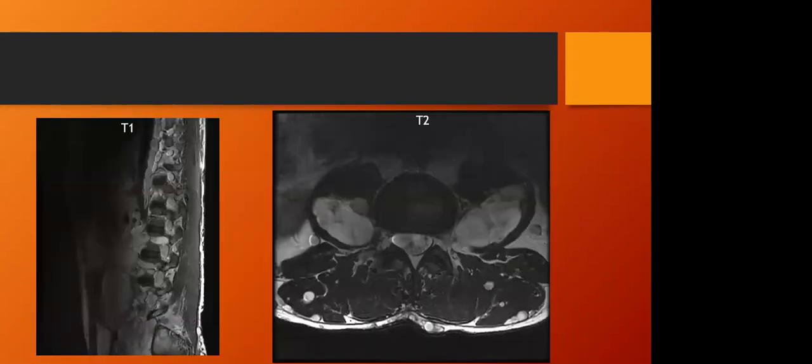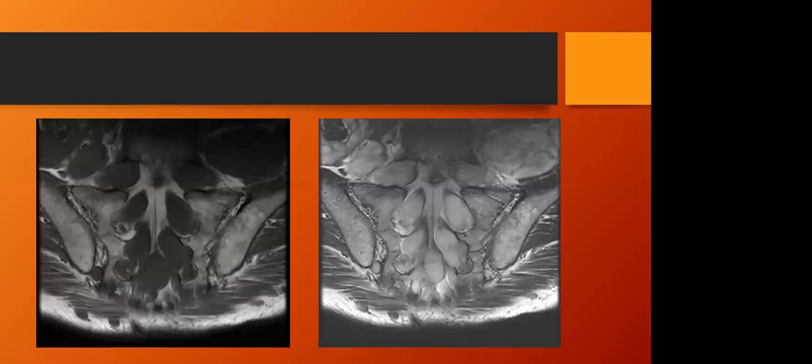This is a case of neurofibromatosis, multiple neurofibromas, multiple target signs, neurofibromatosis type 1. Coronal view, T1 and T2, in neurofibromatosis type 1, multiple neurofibromas.